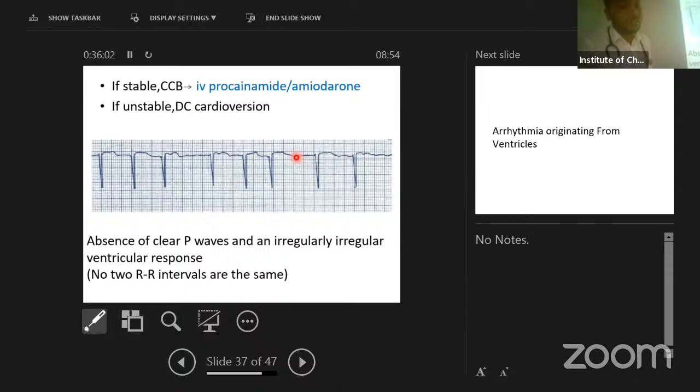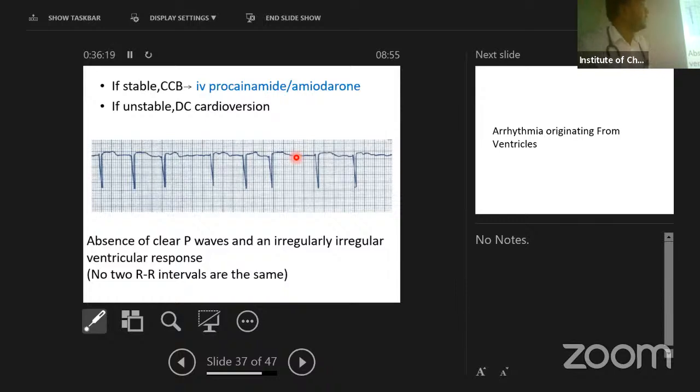In stable cases, we can use a calcium channel blocker, or IV procainamide or amiodarone if not controlled by the calcium channel blocker. If the case is unstable, we can give DC cardioversion.